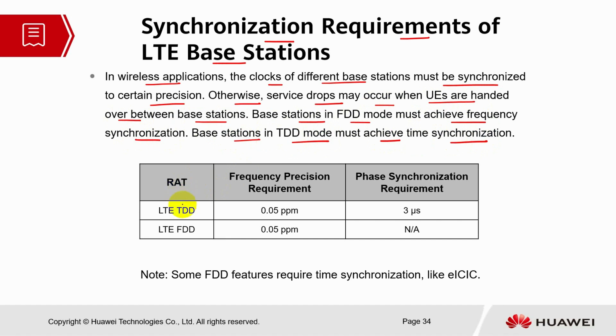Let's look into the table. LTE-TDD has its own precision requirement, and phase synchronization is about 3 microseconds. For FDD, the precision is the same as TDD, but there is no phase synchronization required. However, some FDD features require time synchronization, like eICIC for interference issues.